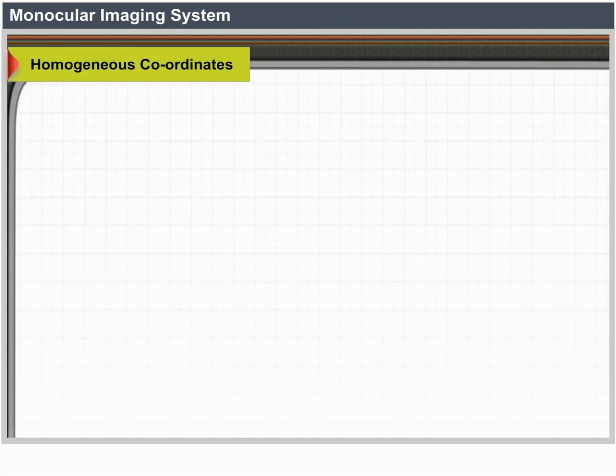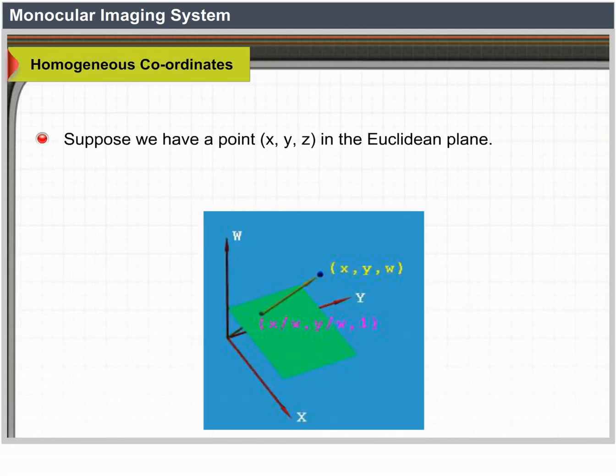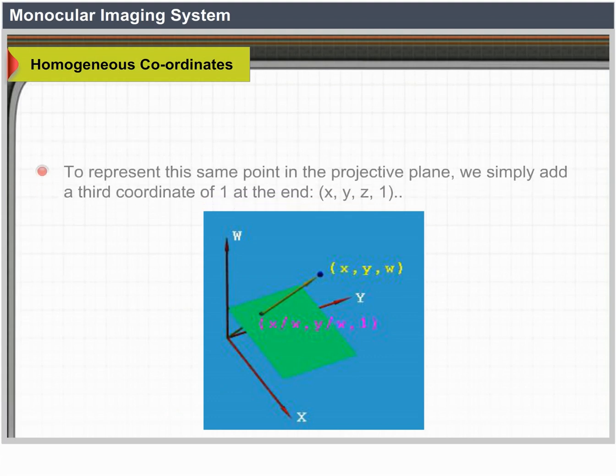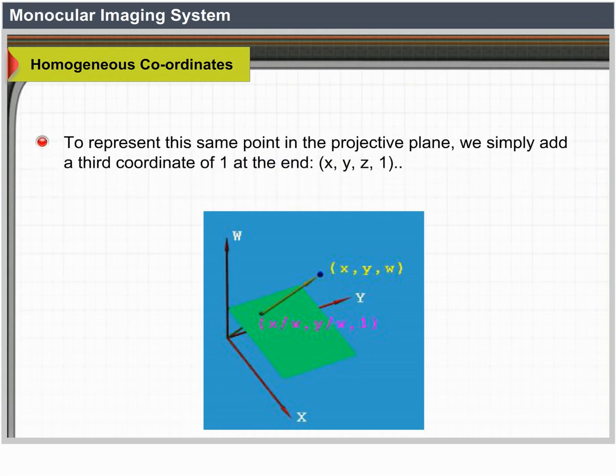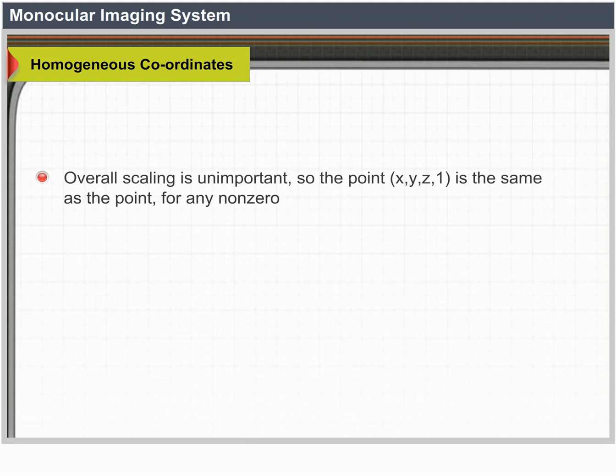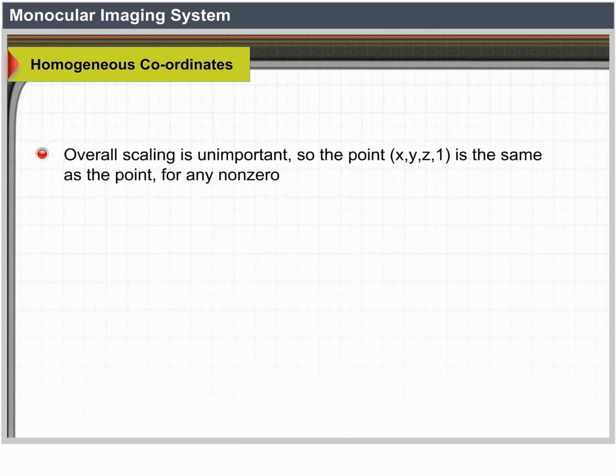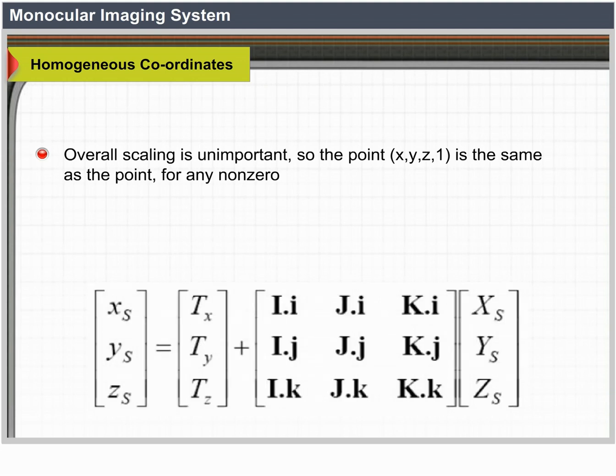Homogeneous coordinates. Suppose we have a point x, y, z in Euclidean space. To represent the same point in projective space, we simply add a fourth coordinate of 1 at the end: x, y, z, 1. Overall scaling is unimportant, so the point x, y, z, 1 is the same as the point scaled by any non-zero value. Please refer to the matrix of homogeneous coordinates on screen.